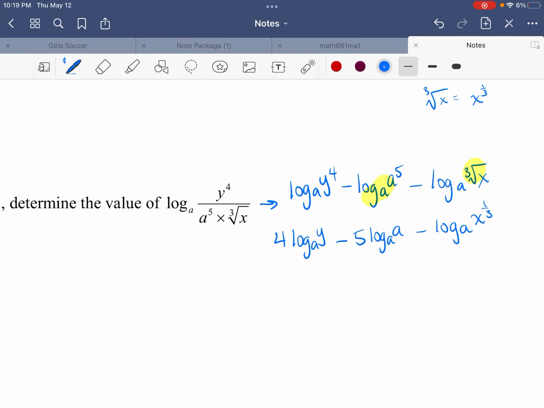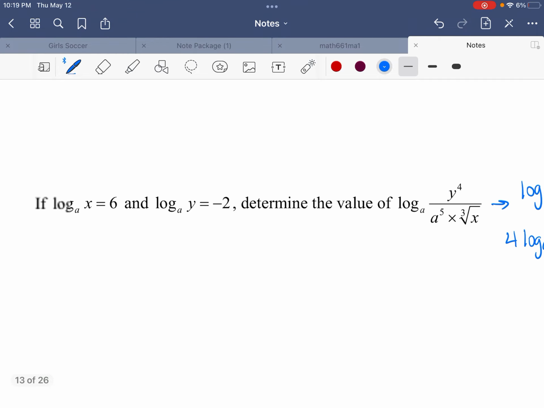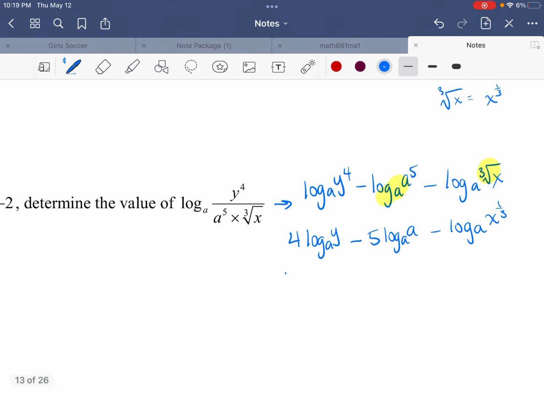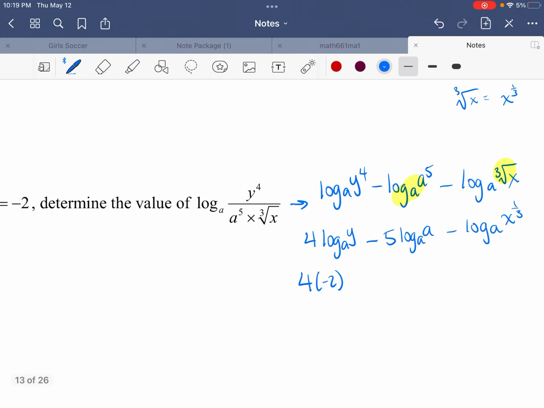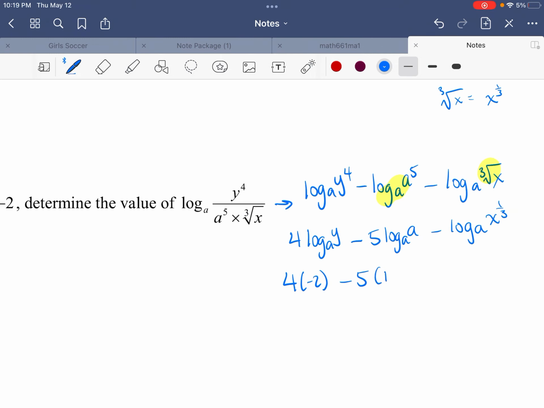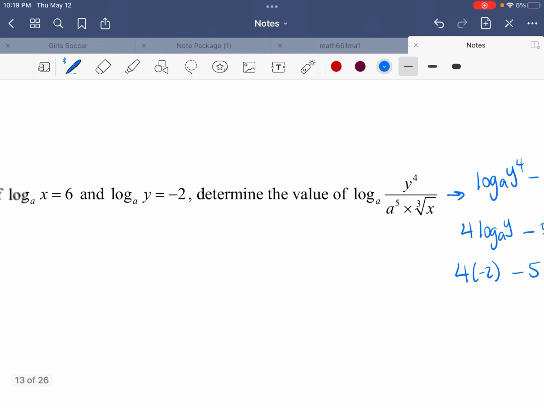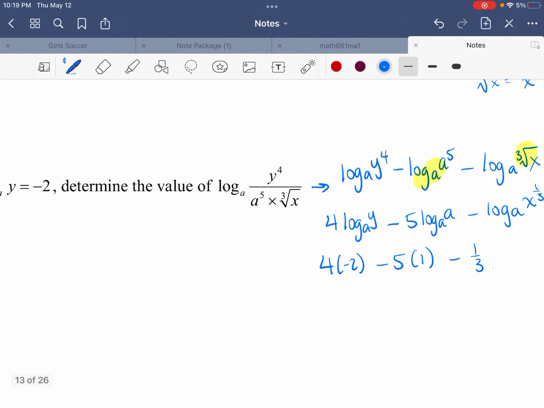Okay. Now log base a of y is -2. So this is going to be 4 times -2 minus 5 times 1 minus 1/3 times x, or times 6. So -8 minus 5 minus 2 becomes -15.